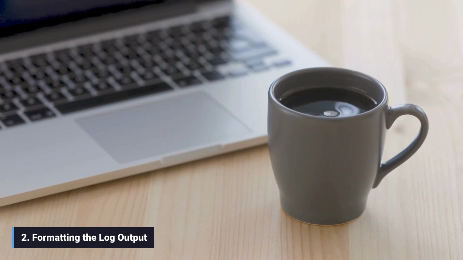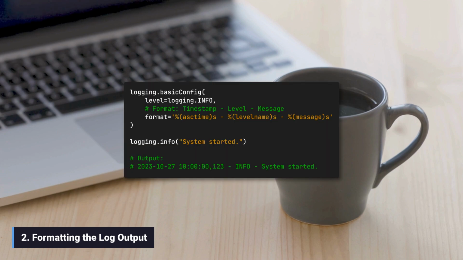2. Formatting the log output. The default output format is basic. We can customize it using the format argument. To do this, we use specific log record attributes, which are placeholders that Python replaces with actual data, such as the time or the log level. In this example, we define a format string. %(asctime)s inserts the time, %(levelname)s inserts the severity, and %(message)s inserts your text. This structure makes logs much easier to read and analyze.